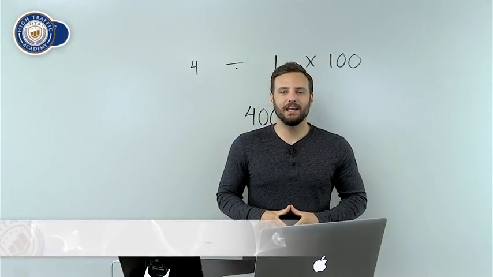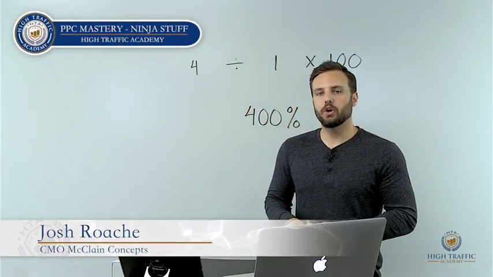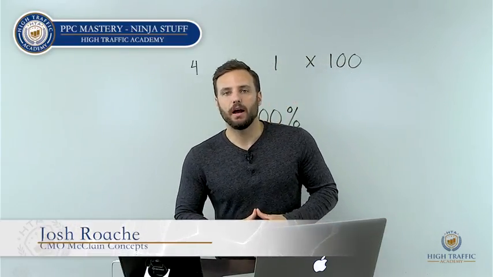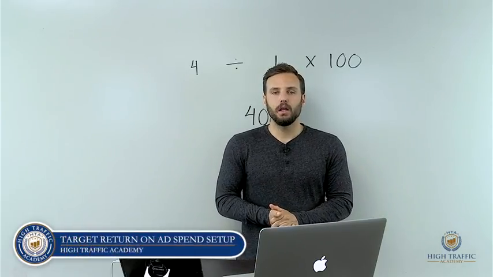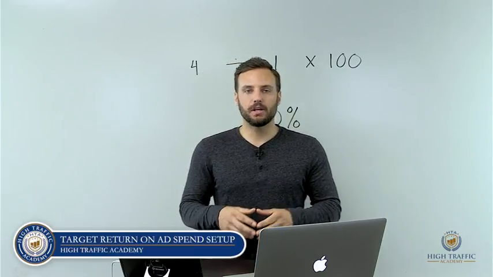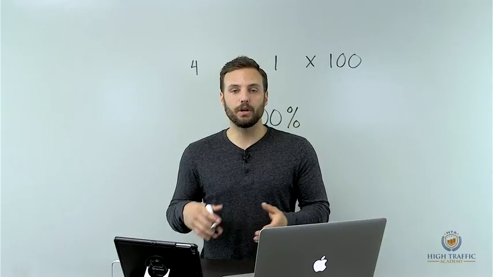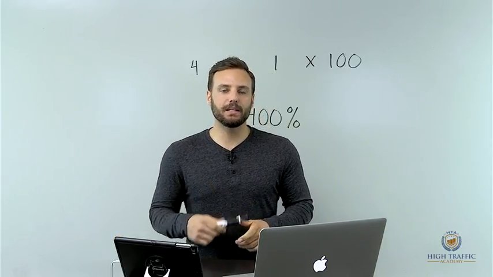Hey guys, welcome back. In this video, we're going to go through the setup for the target return on ad spend flexible bidding strategy. Now, I want to go over with you how this bidding strategy works. It's dictated by a percent. So there is a formula that Google uses to determine what your desired return on ad spend is. And that formula is this.